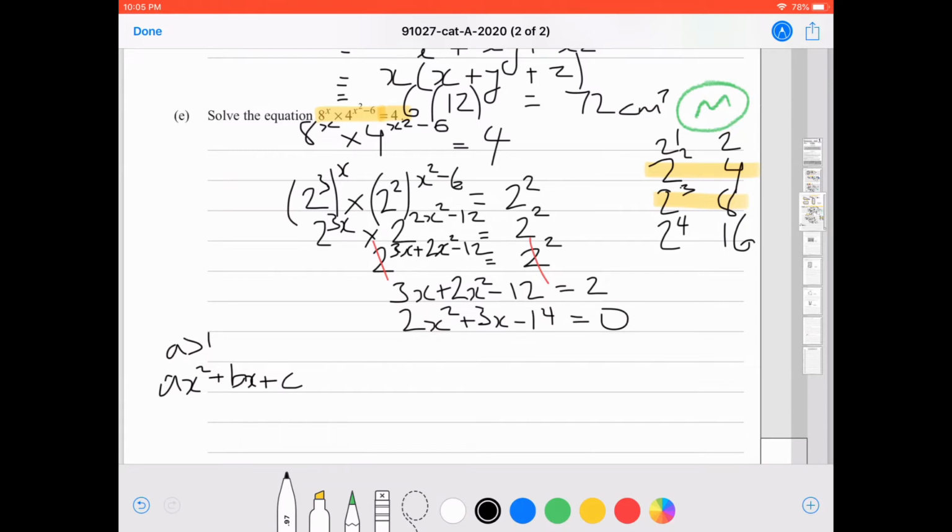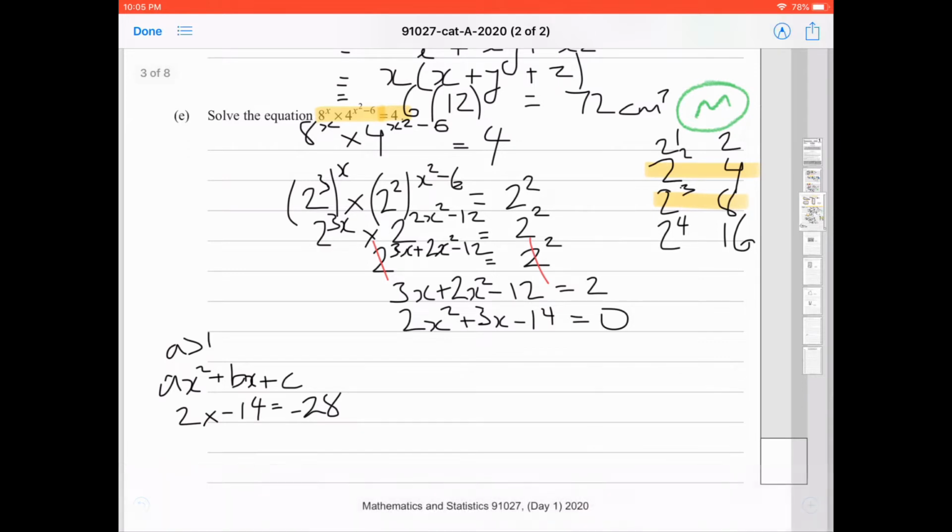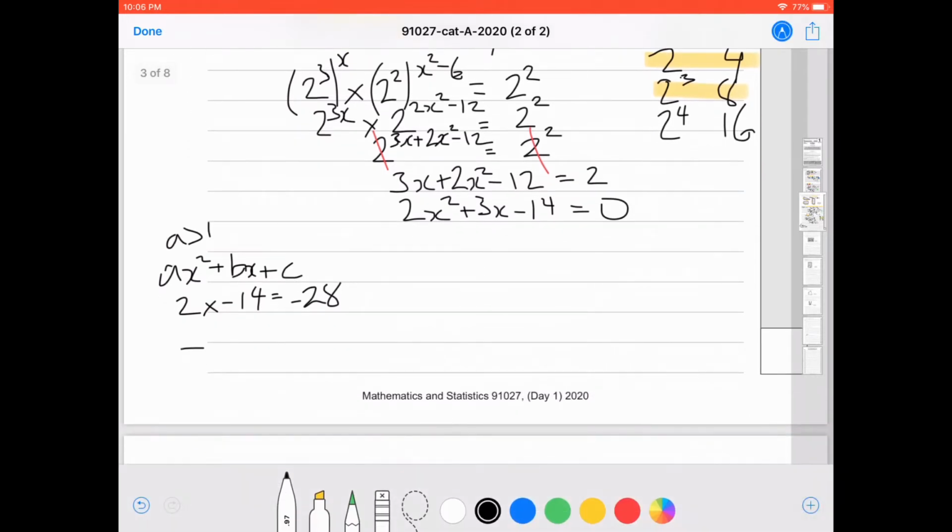meaning the first thing we do here is multiply a by c, so 2 times negative 14 is negative 28. And so we're looking for two numbers that multiply to negative 28 and add to the b term, which is 3. Okay, and that will be positive 7 and negative 4.